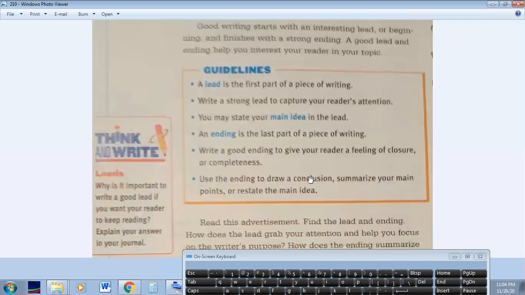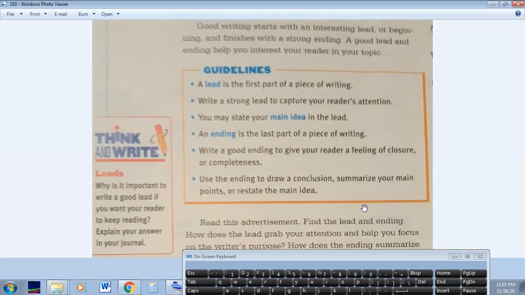You can draw a conclusion, which means to say what you have concluded, what you have understood, what you have learned. You can summarize your main points, the most important points. You can state them again at the end of the writing. You can restate your main idea, meaning to say it again.